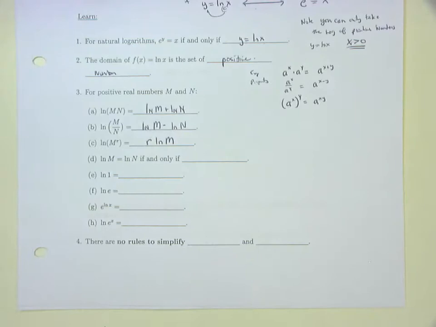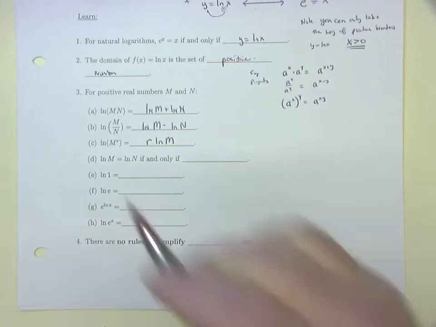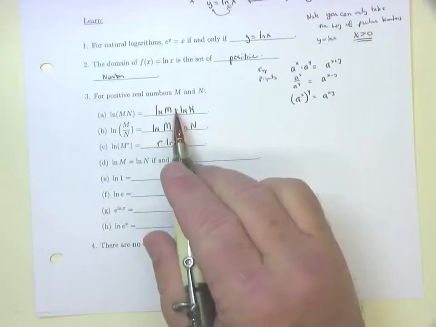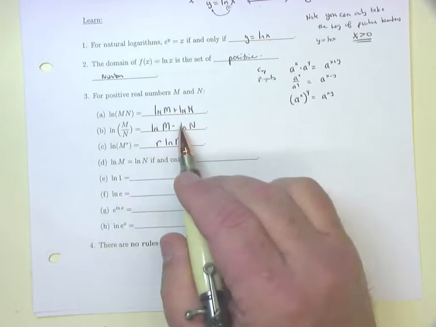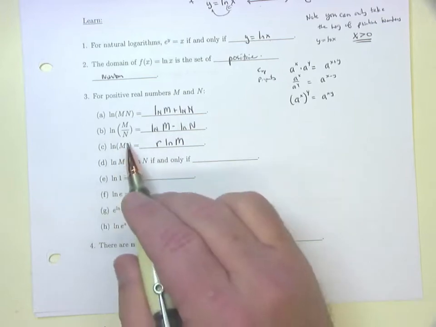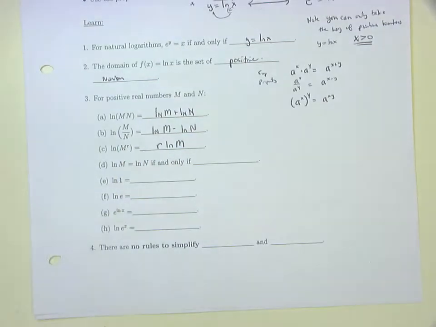So, in terms of log properties, these are your big three. Natural log of things being multiplied turns into addition. Natural log of things being divided turns into subtraction. And natural log of something to a power, you get to put the power out front and turn into multiplication.